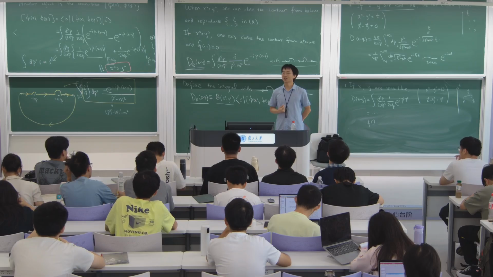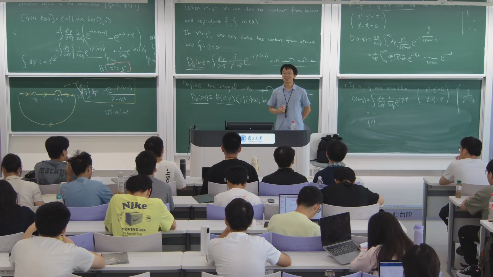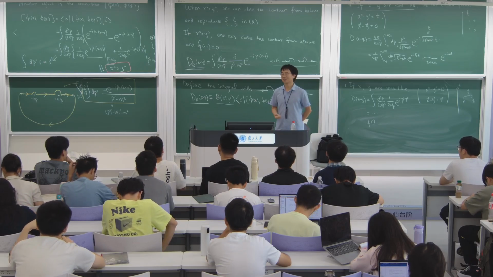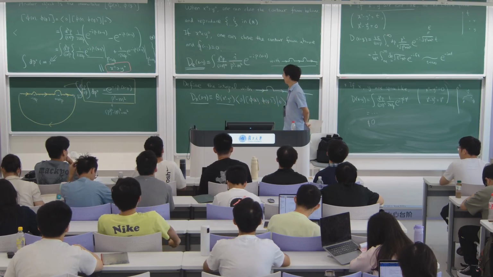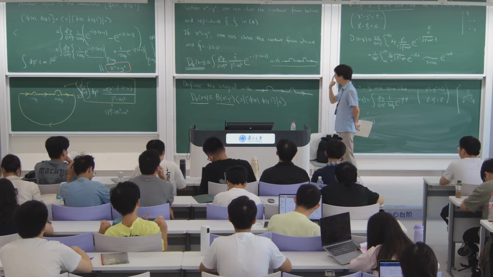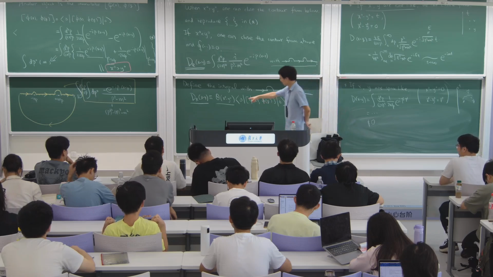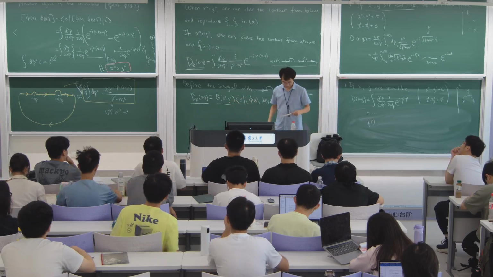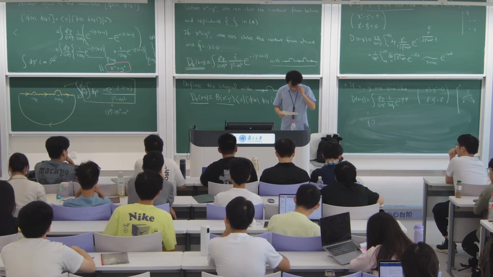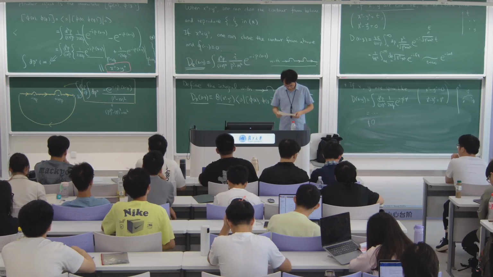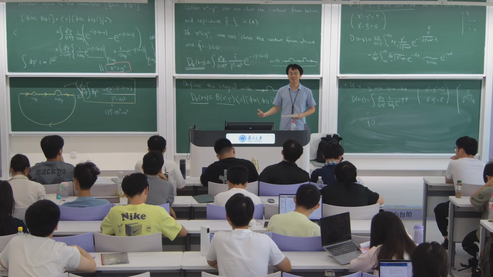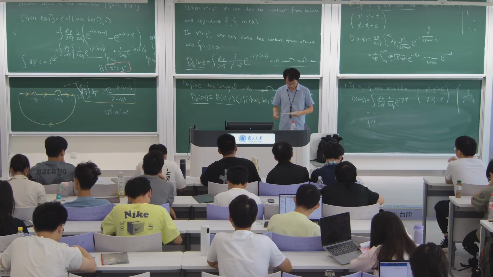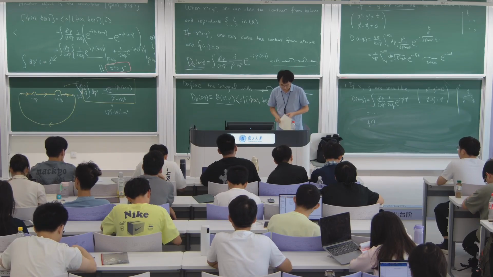How to translate retarded? Very intuitive, right? Because of this function, it's only non-trivial when x is later than y. Now what do we mean by retarded Green's function?